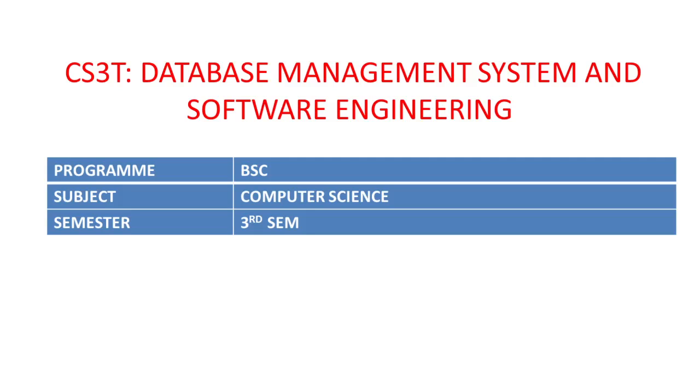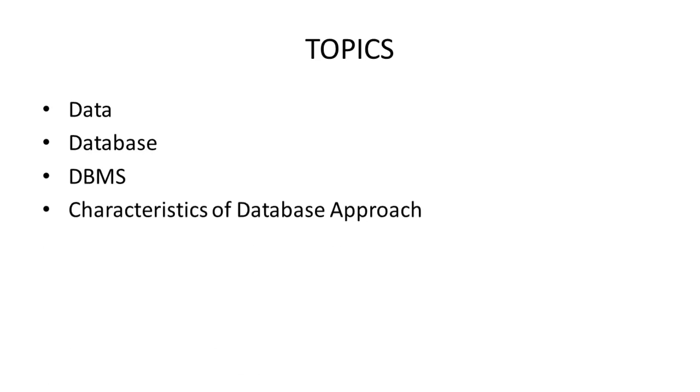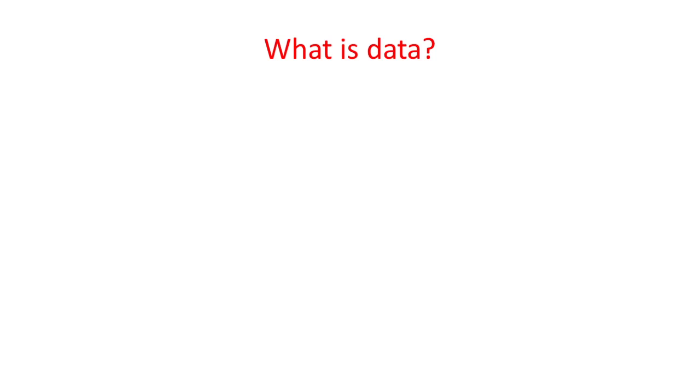Paper title is Database Management System and Software Engineering. This is for BSc Computer Science third semester students. In this session, these are all the topics which I am going to discuss. First I'll start with data, followed by database, followed by what is DBMS, and finally end with characteristics of database approach. Let me start with the basic definition.